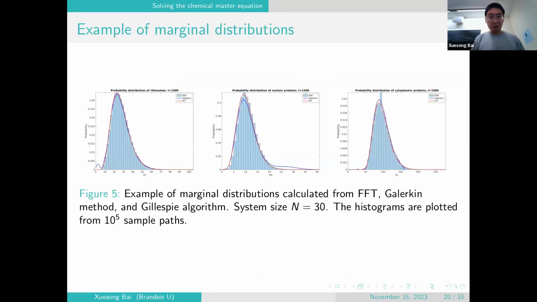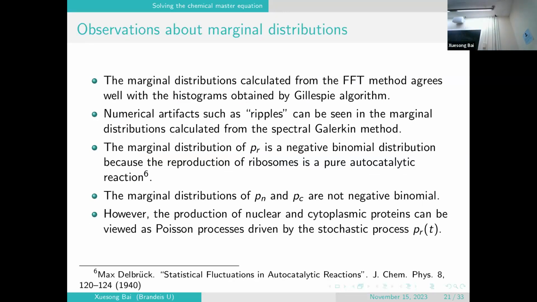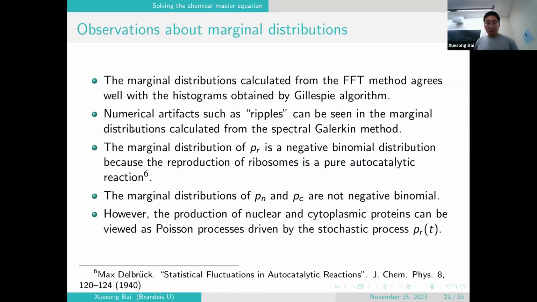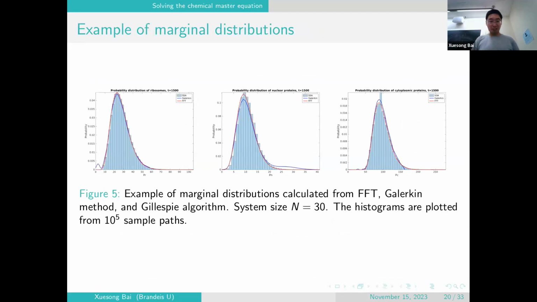Some more observations of these marginal distributions can be made. So the marginal distribution of the ribosomes, which is the first picture here, is actually a negative binomial distribution. Why? Because the reproduction of ribosomes is a pure autocatalytic reaction. The other two reactions don't really affect the number of ribosomes. So this result is actually known since the work of Max Delbruck in the 1940s. The other two marginal distributions are not negative binomial, but the production of the other two proteins can be viewed as Poisson processes driven by this stochastic process of the number of ribosomes. So this is a new viewpoint that we want to make use of later. But for now, these are the observations from these marginal distributions.